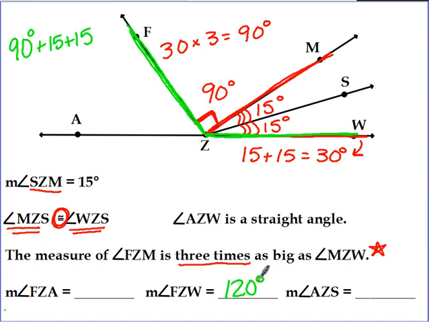Now, I'm going to go back to FZA, and I'll do this one in blue. FZA is this angle here. Well, we know that the straight line across the bottom is 180, so I'm going to subtract 90 and 15 and 15, which gives me 60 degrees.